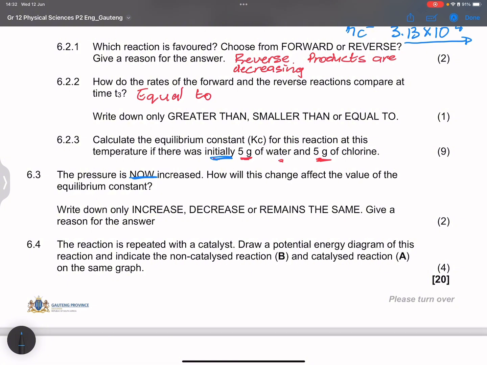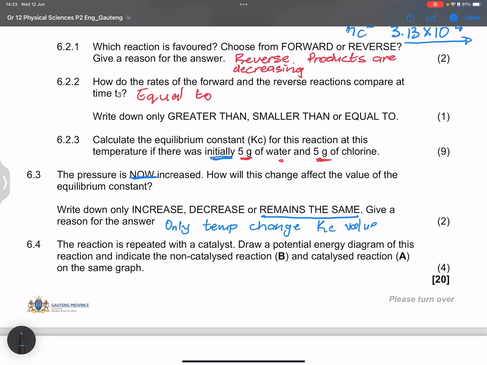So in this case, they said, how will this affect the value of the equilibrium constant? Remember that the equilibrium constant would remain the same. The only thing that changes the equilibrium constant would be temperature. Okay, so in that case, I want you to please note that it would remain the same. They say, give a reason for the answer. Remember that it is only temperature that changes the Kc value.